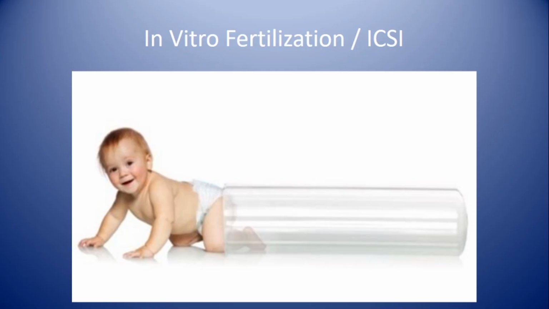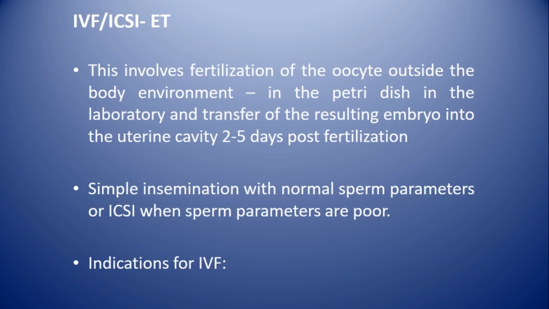Now, the next one is in vitro fertilization and intracytoplasmic sperm injection, ICSI. In vitro fertilization involves the fertilization of the oocyte outside the body environment. That is why it is called in vitro, in the petri dish in the laboratory, and the transfer of the resulting embryo into the uterine cavity 2 to 5 days post-fertilization.